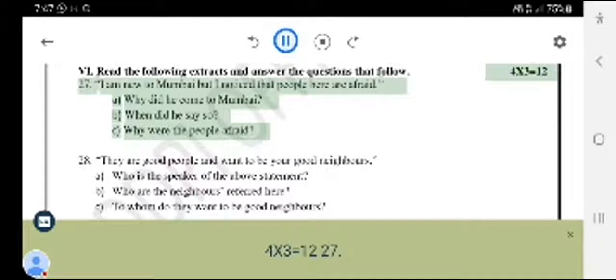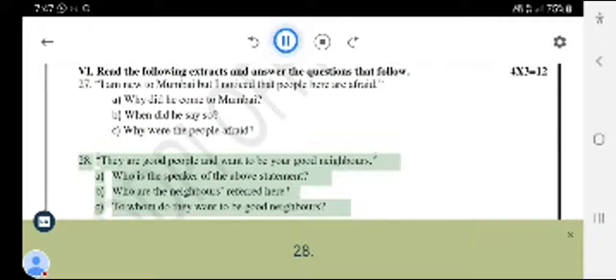A. Why did he come to Mumbai? B. When did he say so? C. Why were the people afraid? 28. They are good people and want to be your good neighbors. A. Who is the speaker of the above statement? B. Who are the neighbors referred to here? C. To whom did they want to be good neighbors?